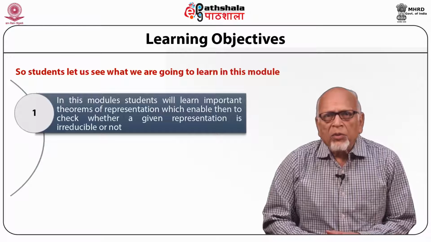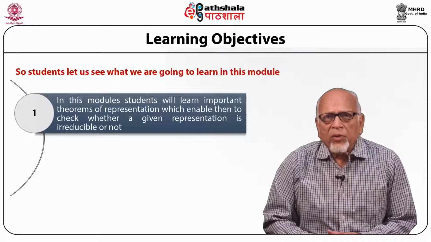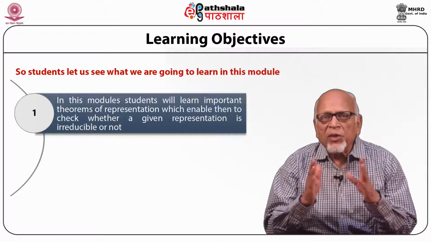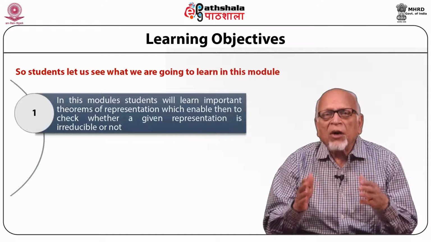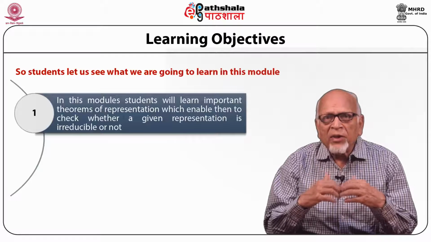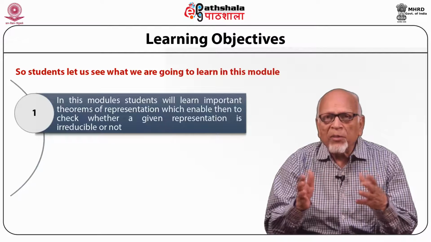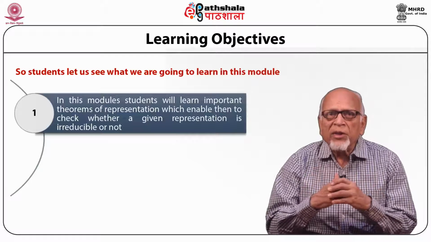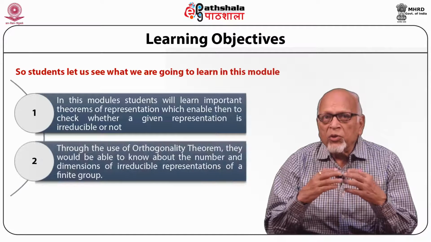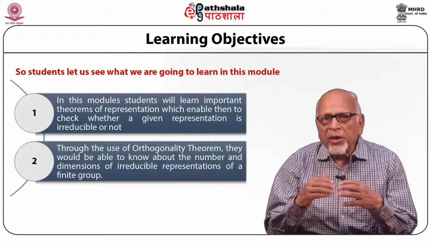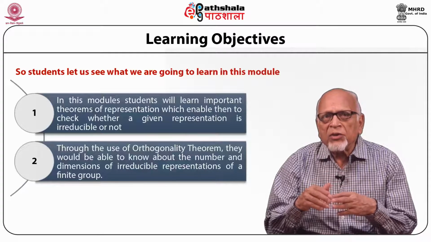In this module, you will learn important theorems or representations which enable us to check whether a given representation is irreducible or not. We have already discussed reducible and irreducible representations. Now, how do we find whether a given representation is irreducible or not? Schur's lemma is important in determining that. And through the use of the orthogonality theorem, you will be able to know about the number and dimensions of irreducible representations of a finite group.